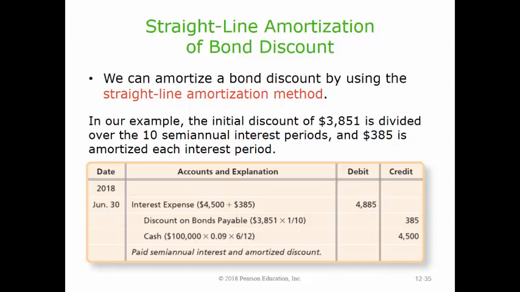In our example, the initial discount is $3,851, and there are 10 semi-annual interest periods during the bond's 5-year life: 5-year life times 2 interest payments per year. Therefore, 1/10 of the $3,851 bond discount, or $385 rounded, is amortized each interest period. The entry requires a debit to interest expense for $4,885 and a credit to cash for $4,500 and a credit to discount on bonds payable of $385.